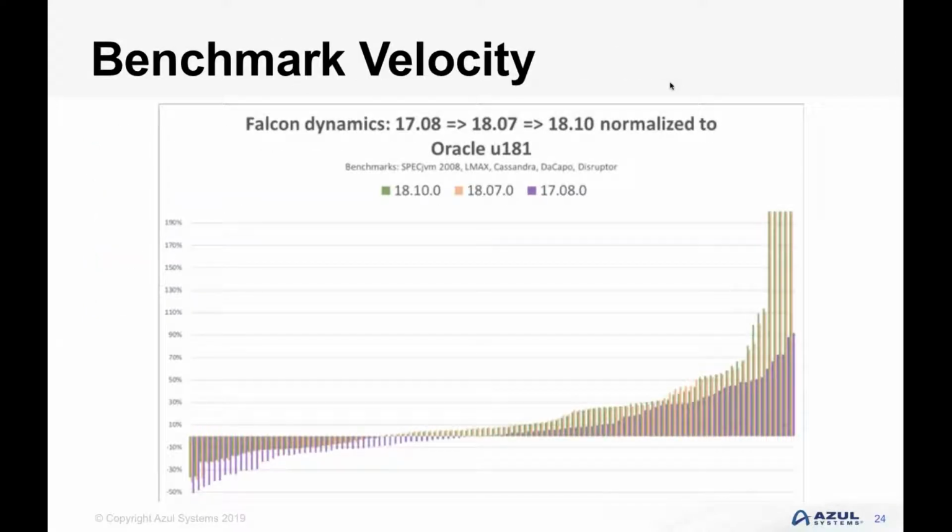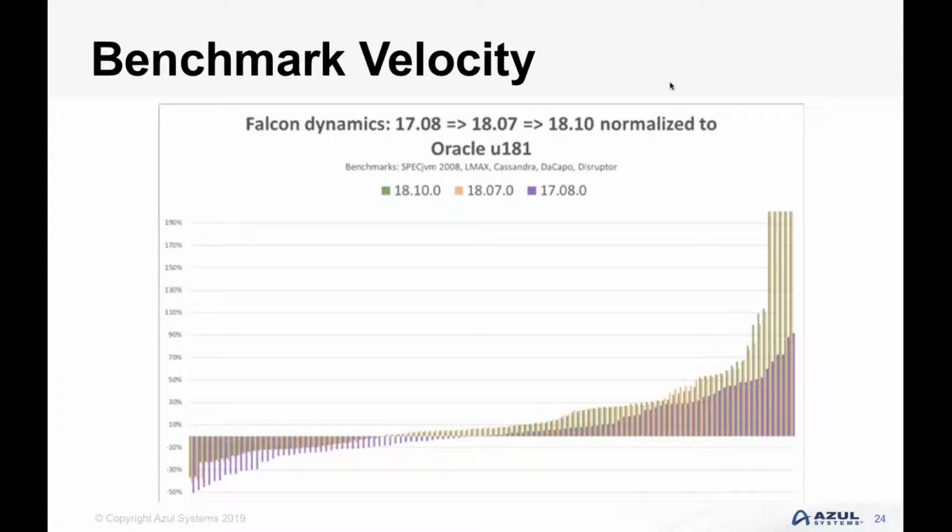Benchmark velocity. This is a good way of showing how we're improving the way that Falcon is working. So what this shows is where we do a number of benchmarks. So we've got SPECjvm, we've got LMAX, we've got Cassandra, DaCapo, Disruptor. So if you know about benchmarks, these will be names that are familiar to you. And what we've done is to run those benchmarks on different versions of our code, and essentially we're looking at where we get results which are not as good as HotSpot versus results which are better than HotSpot.